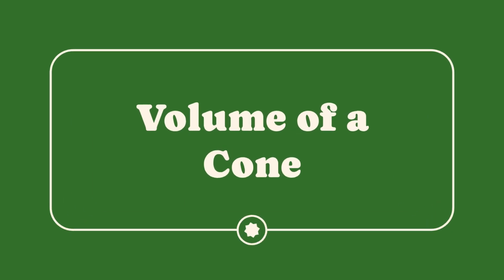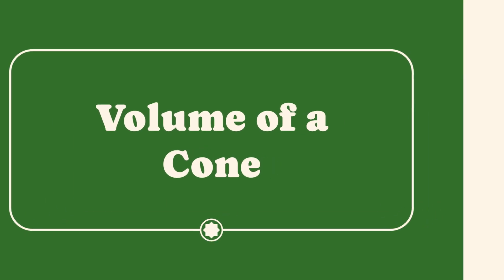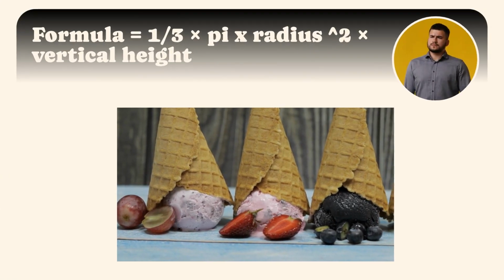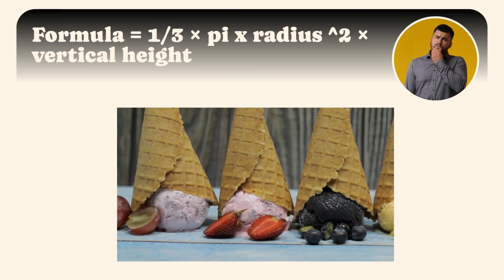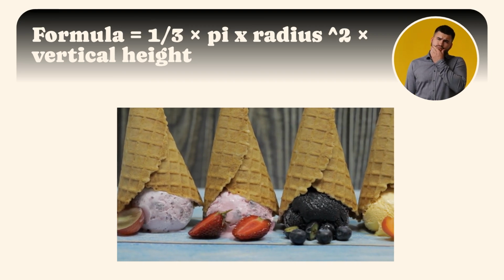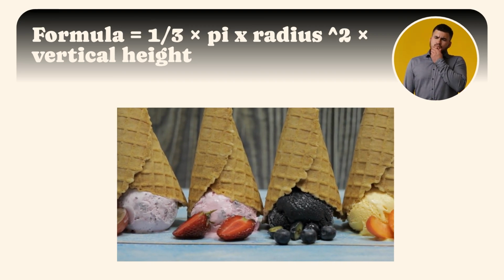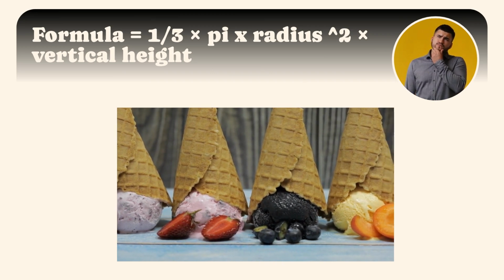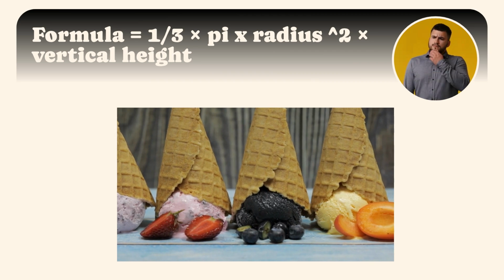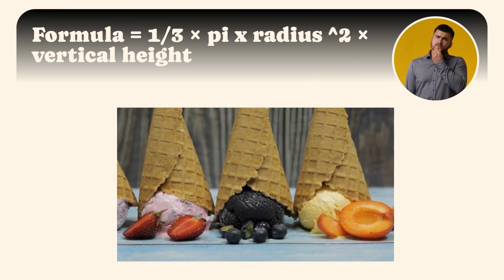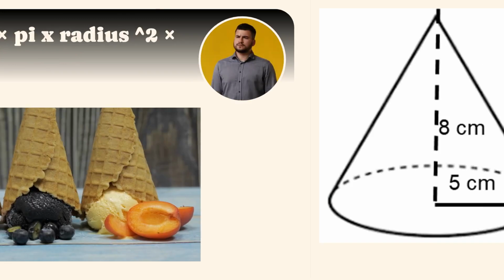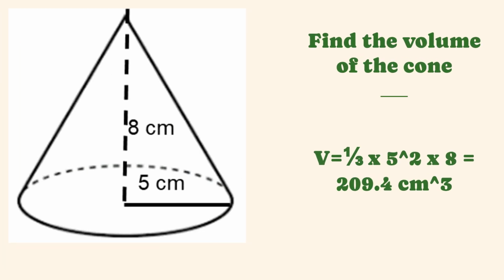The last shape we'll cover is the cone. The formula for the volume of a cone is 1/3 times pi times radius squared times height. Let's say we have a cone with a radius of 5 centimeters and a height of 8 centimeters. What's its volume? The answer when we multiply 1/3 times pi times 5 squared times 8 is 209.4 centimeters cubed.